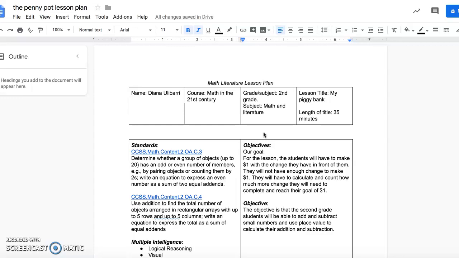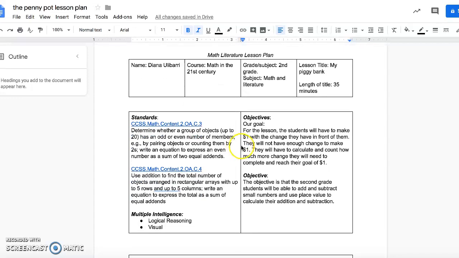And I chose to focus my lesson plan on the second grade, and the lesson title is called My Piggy Bank. This is a lesson that follows the book that I chose, called The Penny Pot. My students completing this lesson will be working with real change in order to end with $1 total, and they will be able to practice their arts and crafts by creating their own piggy bank that they can keep when the lesson is over.